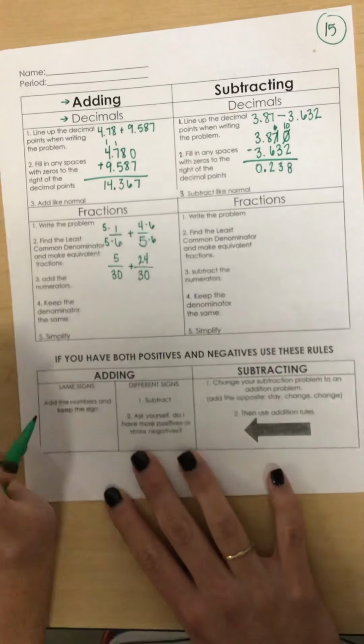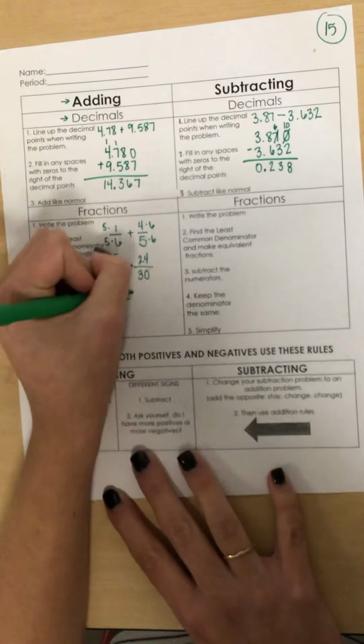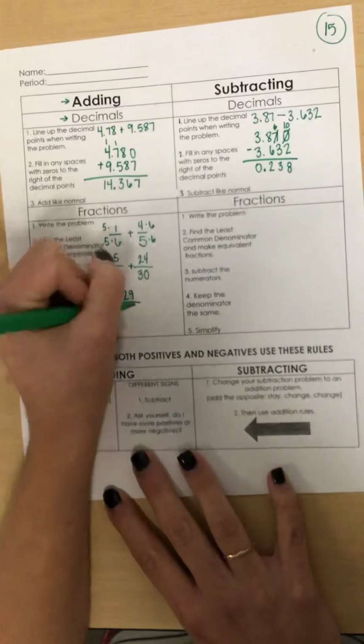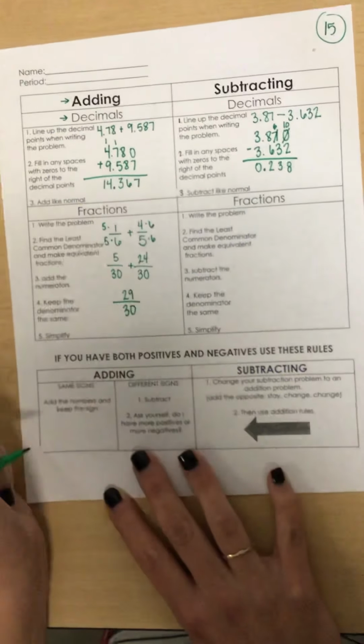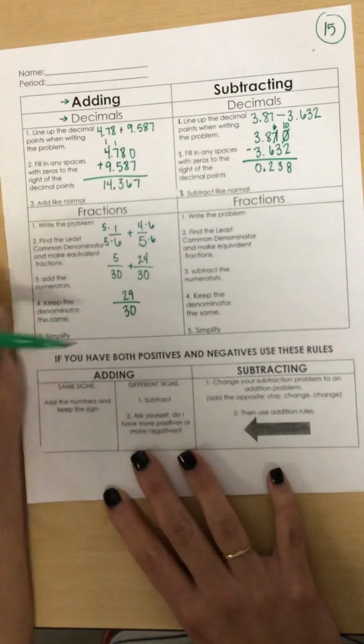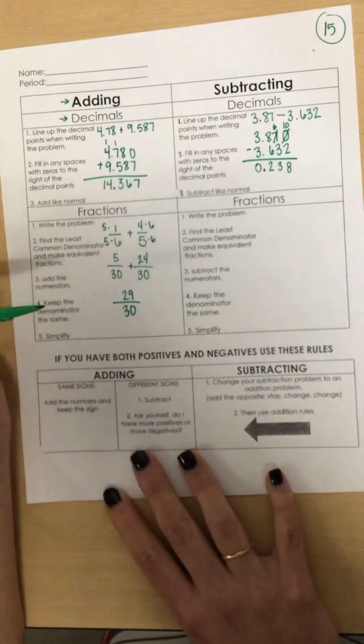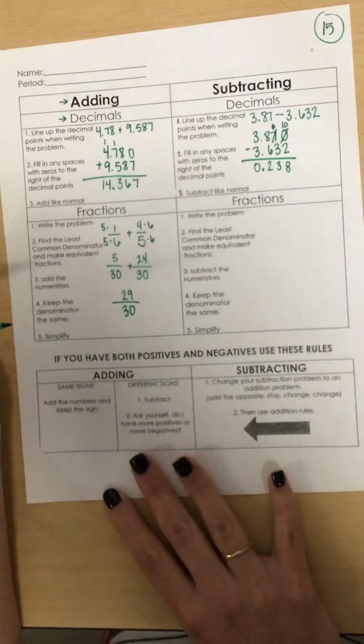So we're going to add the numerators. That numerator is the top number. So 5 plus 24 is 29. And then we leave the denominator at 30. So we can see that we have 29 pieces out of 30, or 29 30ths. Then our last step is to simplify. This problem doesn't simplify, so you don't have to.